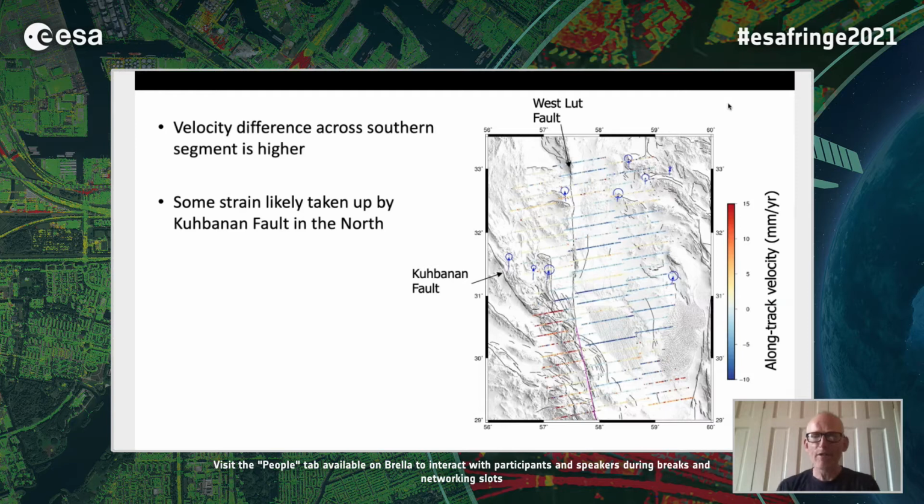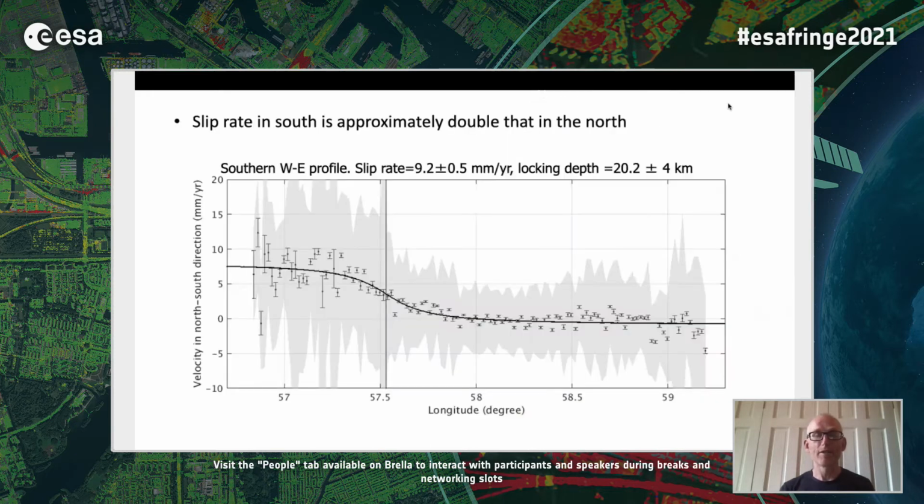If we look further south on this fault, you probably see that actually there's a bigger gradient, bigger step in velocity across the fault. And that's likely because some of the strain further north is taken up by the Kubernetes fault. But we can do the same trick again and average along the fault. And because the slip rate is higher in this region, it's approximately double, you can see much more clearly this change in velocity, and also it fits very nicely with a simple model of a buried dislocation.